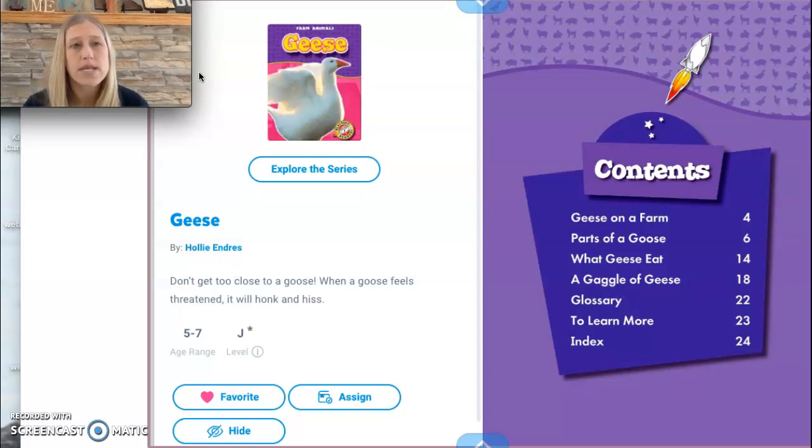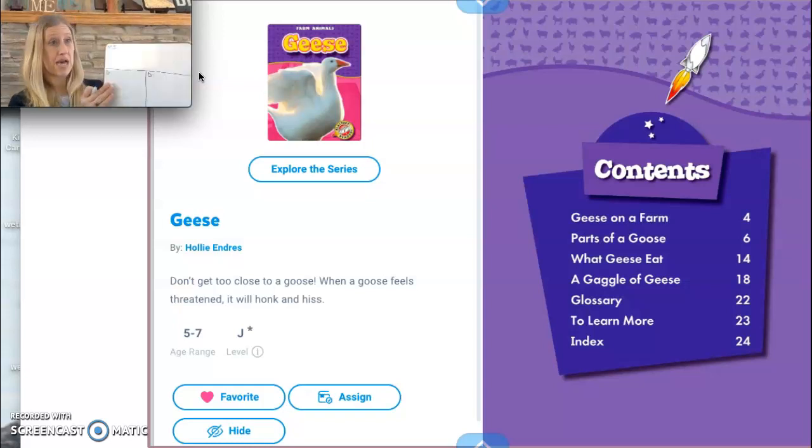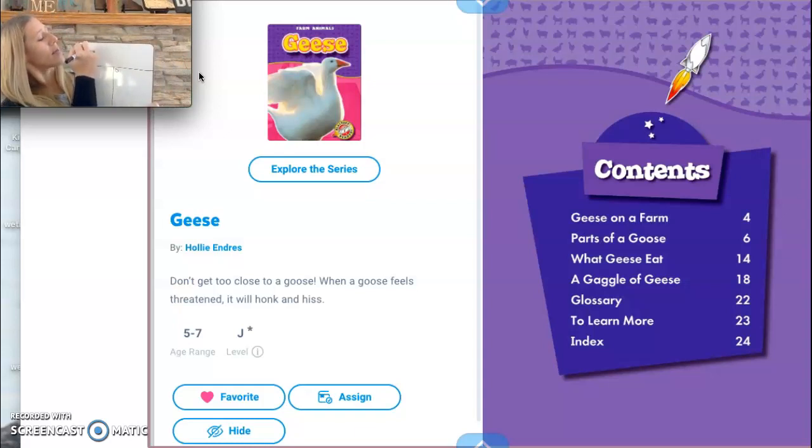So I'm going to say my topic is geese. My main idea is geese have adaptations to help them survive.